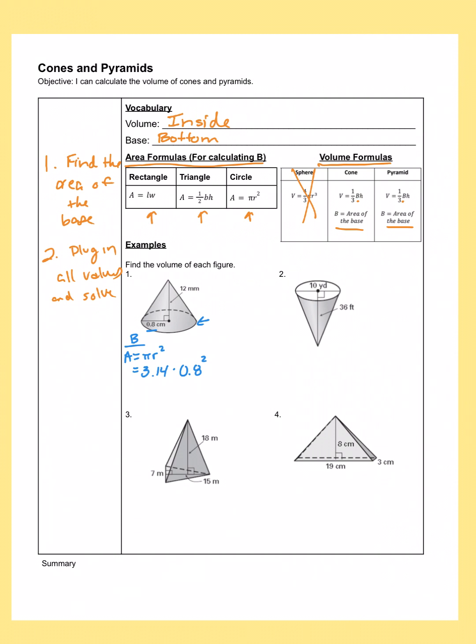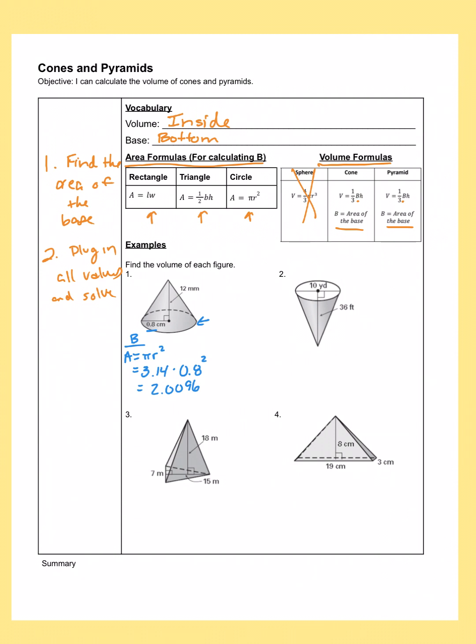So then in our calculator, we're going to find 3.14 times 0.8 squared, and that is going to be 2.0096. Now it does go out a little bit far, but because it terminates, I'm going to go ahead and write down all those numbers instead of rounding, because the less we round, the more accurate our answer is going to be.